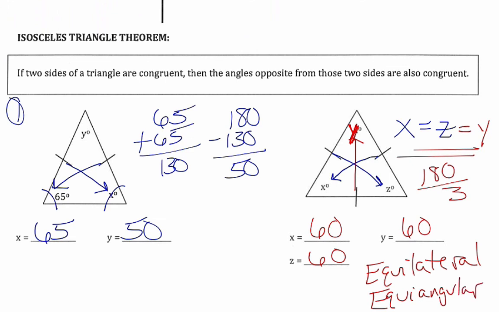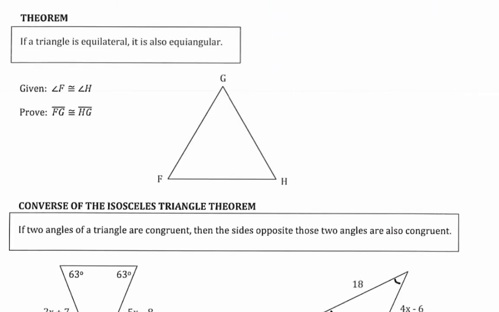So if you flip the page, there's a theorem that we say. We say if a triangle is equilateral, it's also equiangular. And we can use that to know the measures of every equilateral triangle ever. Now in the next video, we're going to prove the converse of the isosceles triangle theorem to see if that also is true.